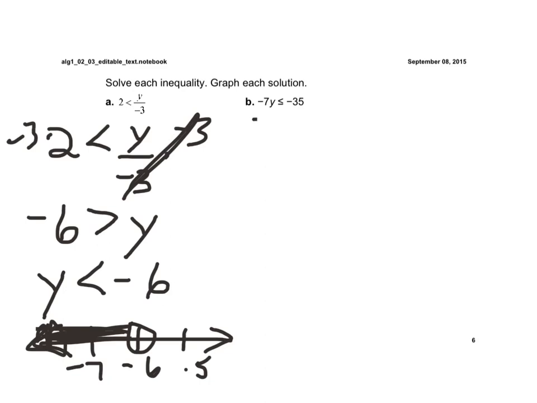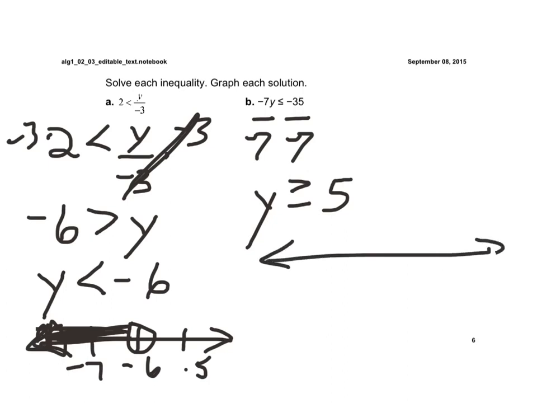On letter B here, we're going to divide both sides by a negative 7 to get y by itself. And again, I must reverse that inequality sign. And I have y is greater than or equal to a positive 5. And I go 4, 5, and 6. Again, it's closed because it's just a 5, and then greater than is to the right.